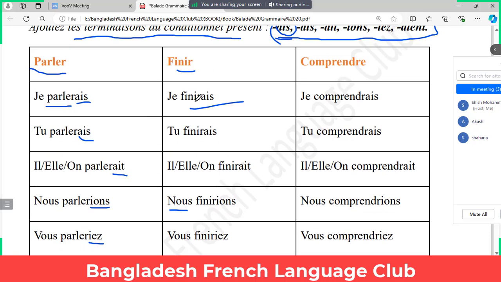So what does it mean? Je finirai means I would finish. Not I will finish, okay? I would finish. Yes, because it's a conditional, right? Okay, Monsieur Shahriar, please.